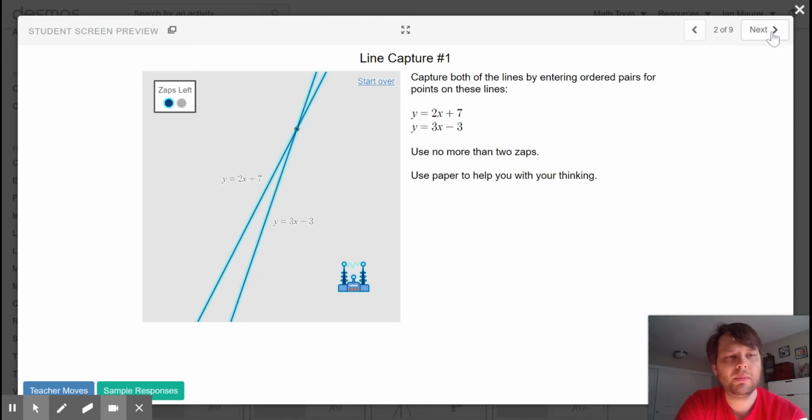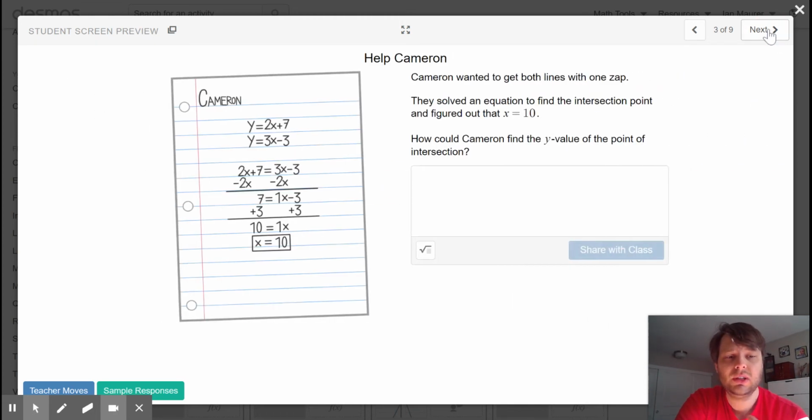I'm just going to only do a couple more slides here, because once you get the idea, I want you to be working through these yourself. I want you to notice here, this is the exact same lines from the last one. And you can see some work here where he's substituting the top equation for the bottom equation, solving for x like we practiced all in Unit 2. And now he's got x equals 10.